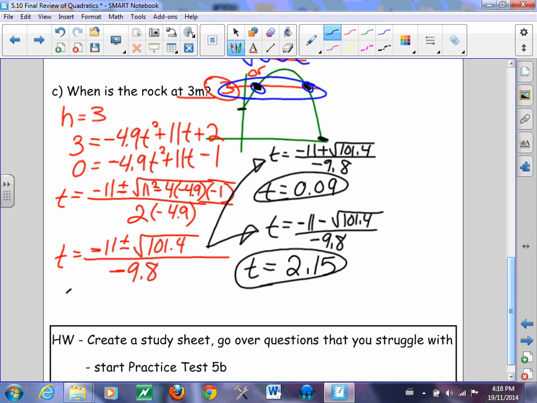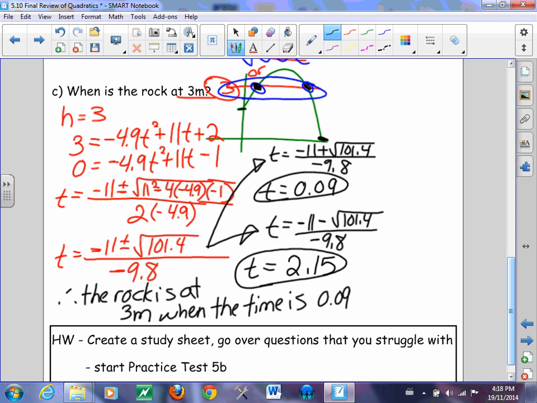So therefore, the rock is at 3 meters when the time is 0.09 and 2.15 seconds.